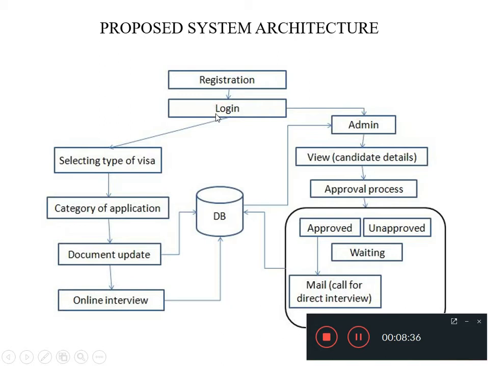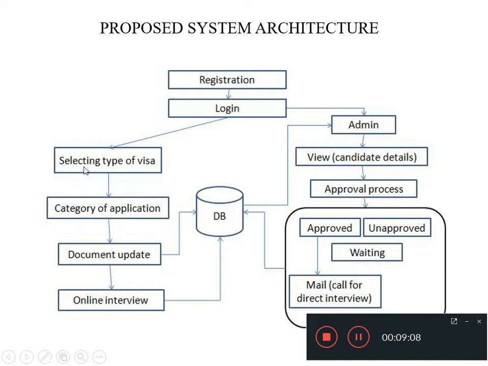After that, the admin views the candidate registration. If it is satisfactory, they will approve the candidate. After that, an OTP will be generated for the user at the time of login. Using that OTP, they need to crack the second gateway.